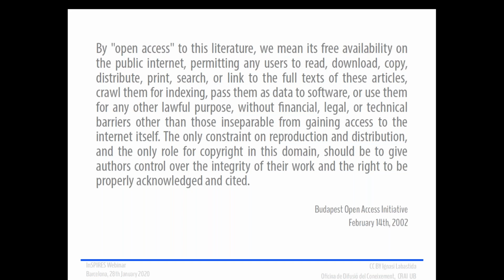By integrity, I mean that you cannot chop an article and erase, for instance, some conclusions or some paragraphs and make other people think that this is the original article. And the acknowledgement and the integrity are, for instance, two rights that are already recognized by any copyright law.